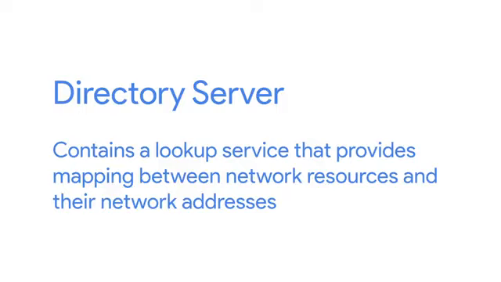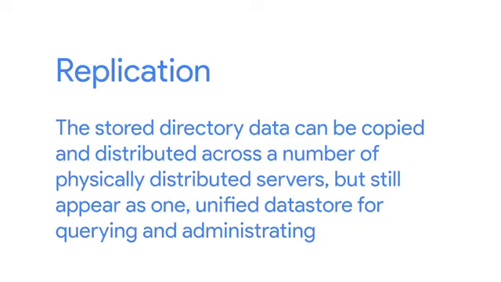It's used to organize and look up organizational objects and entities, ranging from things like user accounts, user groups, telephone numbers, and network shares. Instead of managing user accounts and computer information locally on every machine, all that information can be stored on a directory server for easy access and management. The ideal enterprise quality directory server should support replication. This means that the stored directory data can be copied and distributed across a number of physically distributed servers, but still appear as one unified data store for querying and administering.